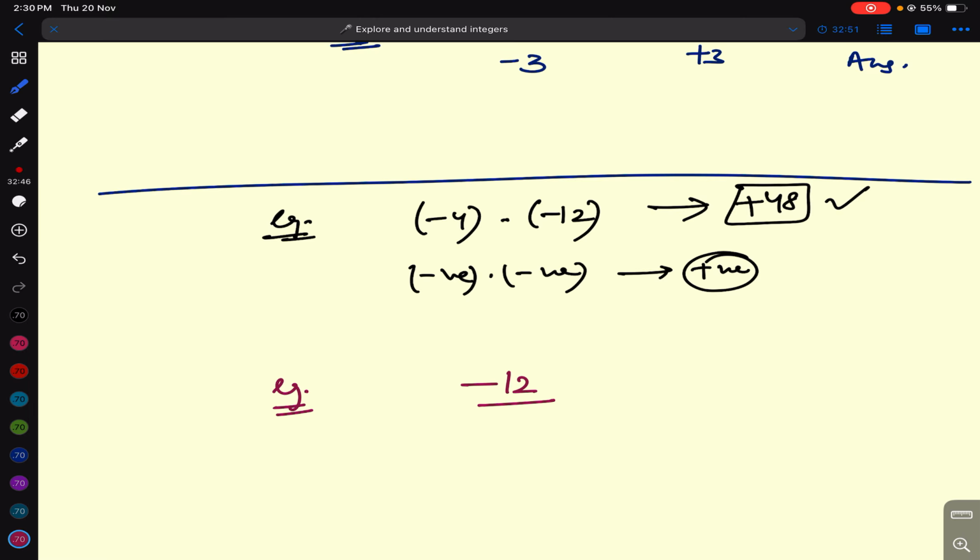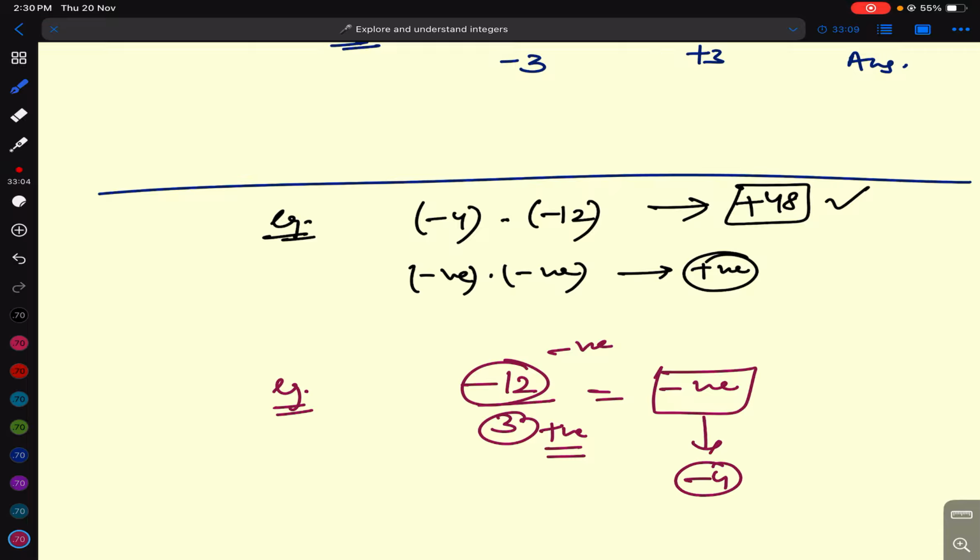Similarly, I'll take one last example of a division. Let's say you have negative 12 divided by 3. Though I have taken this example already, I'll take it again. So negative 12 divided by 3: here this is negative, this is positive. When they are of opposite signs, your result is always negative. So that is going to be negative 4.